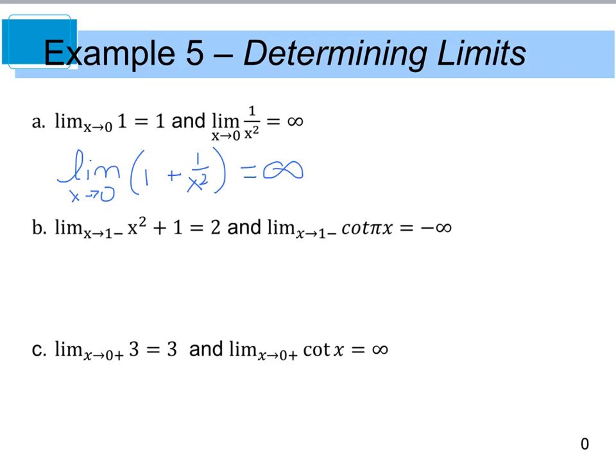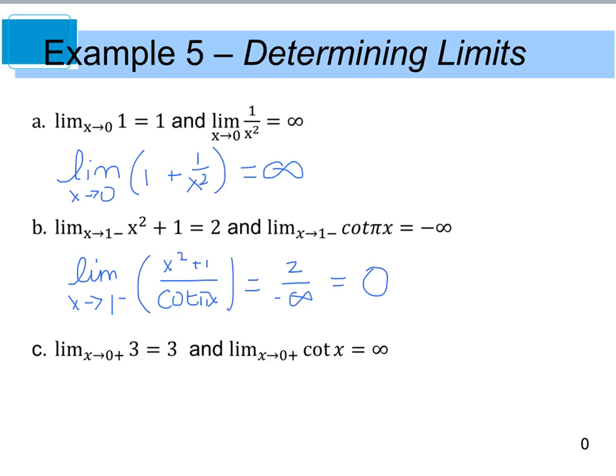Same thing with b. If I take the limit as x approaches 1 from the left of x squared plus 1 divided by the cotangent of pi x, what this really means is, if I plug in the limit for x squared plus 1, this is going to give me 2 divided by negative infinity, and anything divided by a really, really large number, even if it is negative, is still going to give us 0.